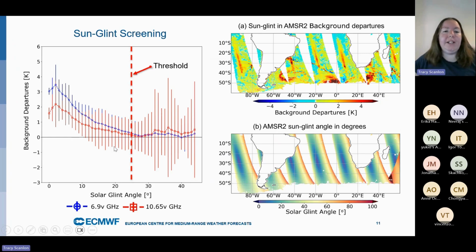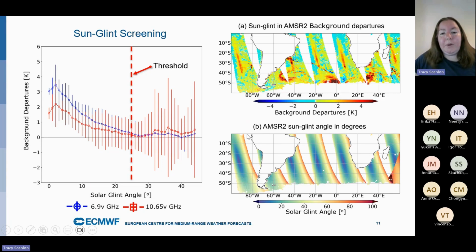So moving on to the sunglint screening, here we can see the background departures for AMSR2 channels, the 6 gigahertz channel, and then we can see that the solar glint angle corresponds to these areas of high departures, with blue being the zero, basically. This is the angle between the sun and the sensor being very low.